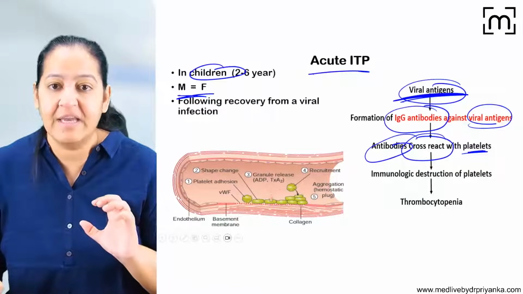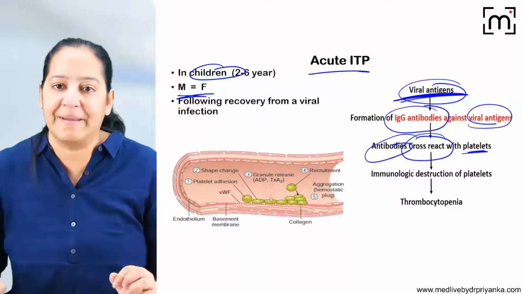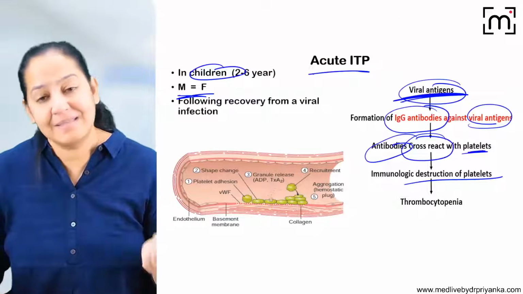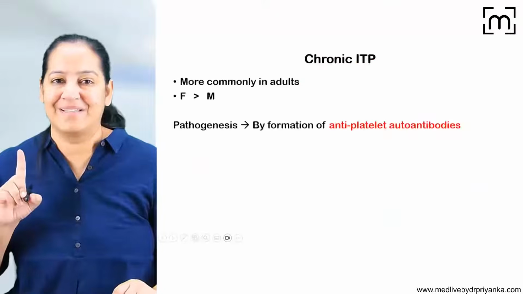What do you mean by cross-reactivity? Antibodies are not formed for platelet. Antibodies are formed against the virus, but they are cross-reacting with the platelet and they cause destruction of the platelet. Since the platelets are destroyed by autoantibodies, it will lead to thrombocytopenia, the first mechanism. I hope you got it.